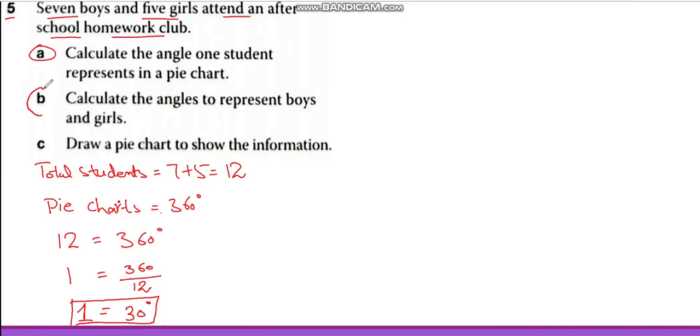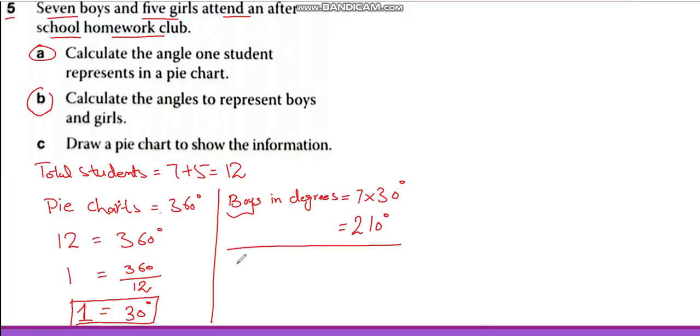Now we need to calculate the angles to represent the boys and the girls. If one student is represented by 30 degrees, we can find the boys in degrees by multiplying 7 with 30. As one student is represented by 30 degrees, 7 students will be represented by 210 degrees. Similarly, we can also calculate the degrees for girls. So the girls in degrees will be equal to 5 times 30, and that would be 150 degrees. Now we have to draw the pie chart to show this information.